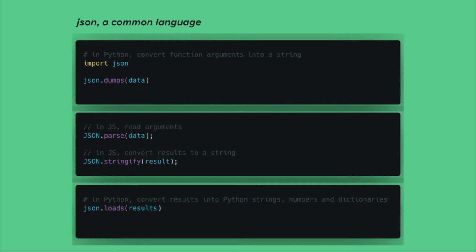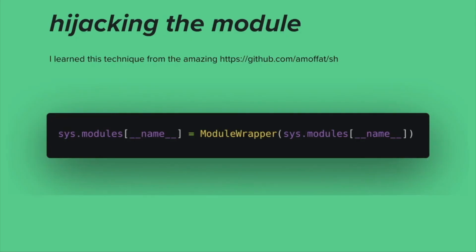Here, we see how data flows through the system. In Python, we convert the arguments of a function into a string by running JSON dumps. In JavaScript, we parse the arguments, run the function, and then convert the results into a JSON string. We then send the results back to Python, where they are parsed into simple JSON-compatible Python structures like strings, numbers, lists, and dictionaries.